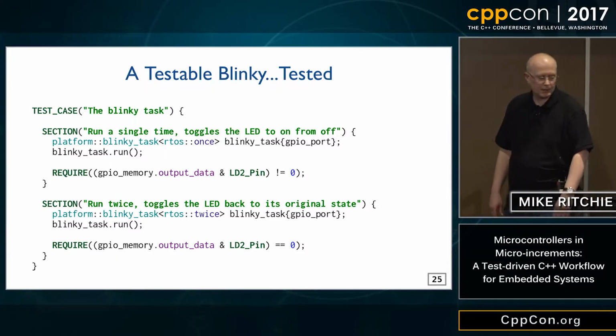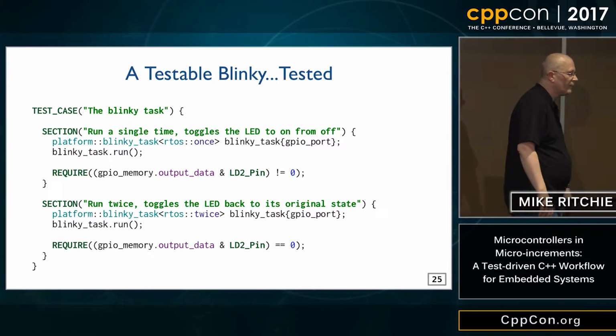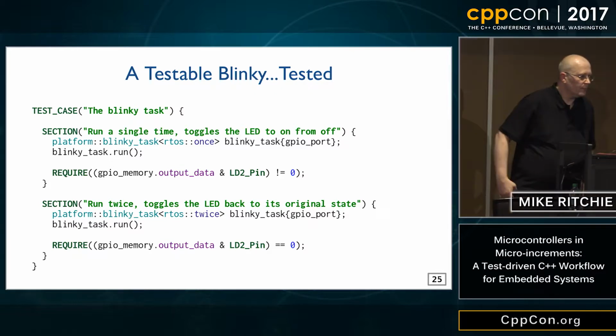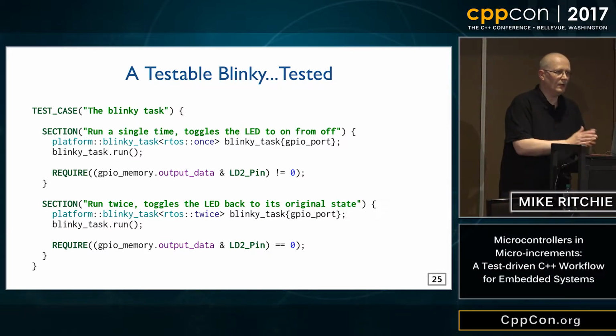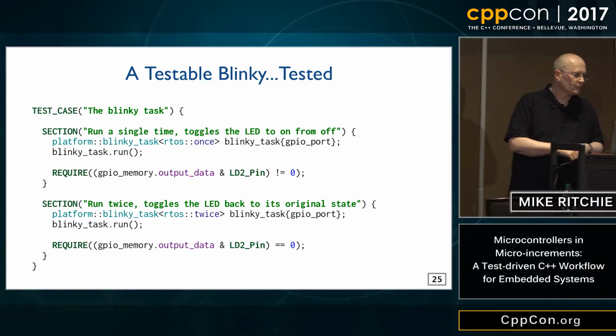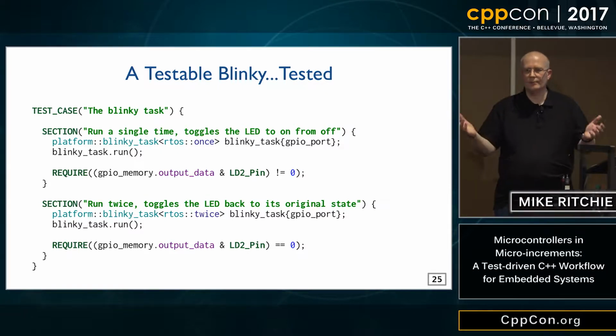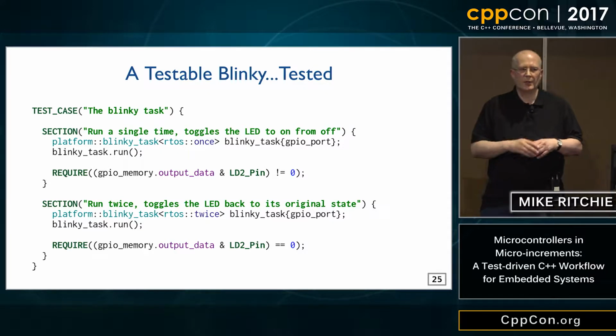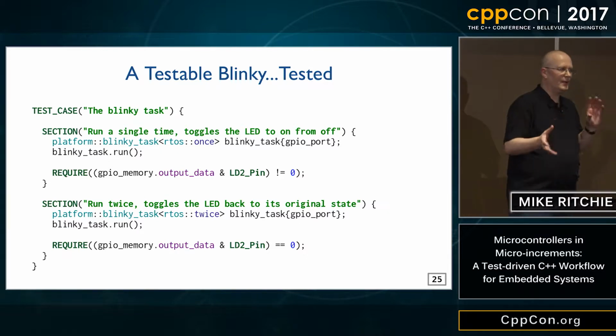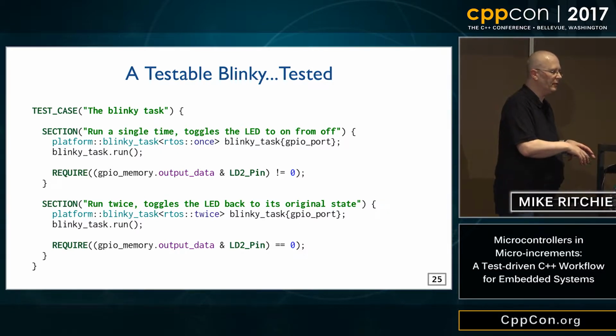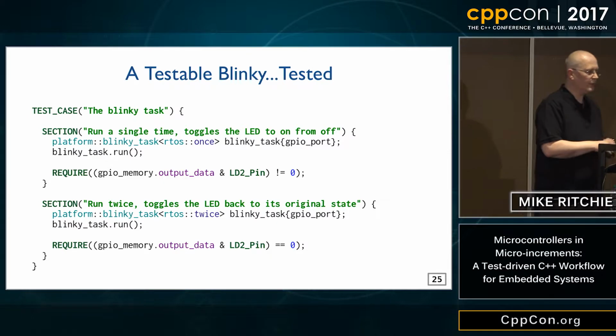So we have a blinky task. We parameterize it to say I want this to run a single time. We run it, and then we make an assertion about it. So what was previously quite a difficult thing to test, we've adapted to fit the model that we want and to adapt to the way that we want to test.